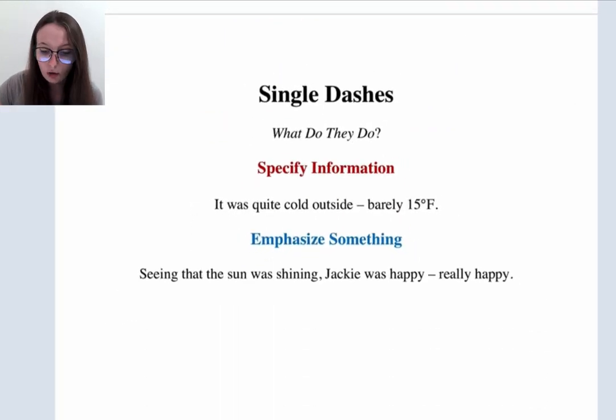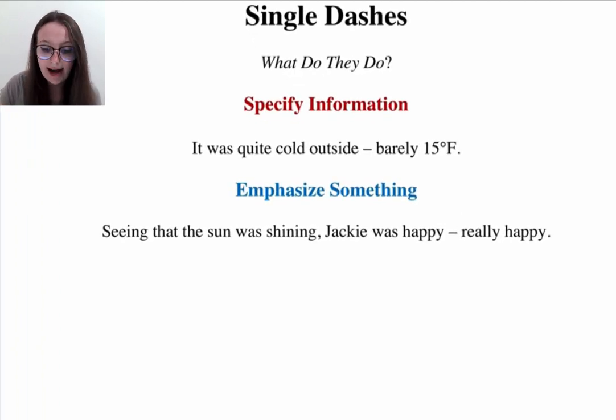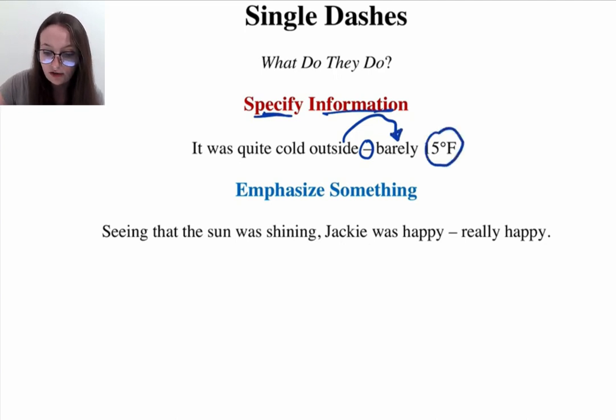Alrighty, so that was colons. Now let's talk about single dashes. What do single dashes do? Single dashes, first and foremost, are an opportunity to specify something further about what you're talking about. So when we say it was quite cold outside, we use the single dash as an opportunity to specify just how cold it is: barely 15 degrees Fahrenheit.